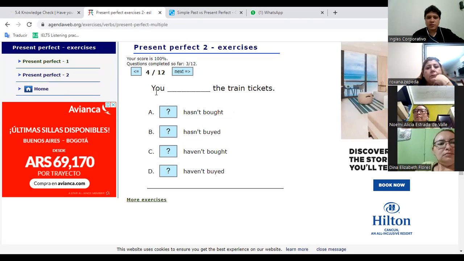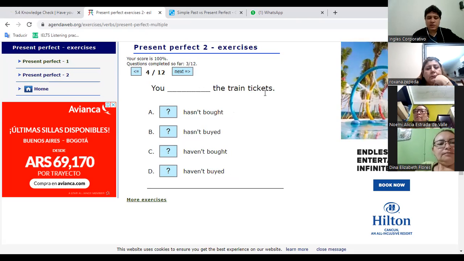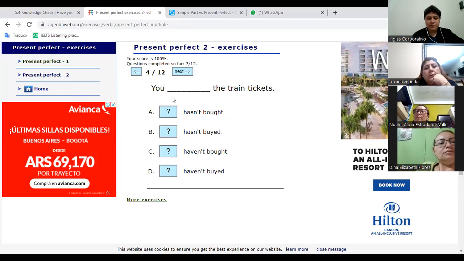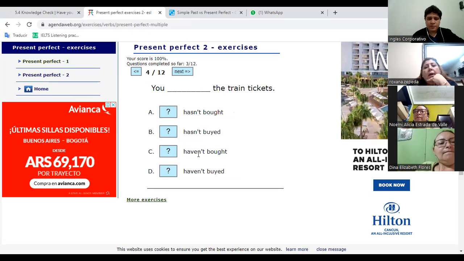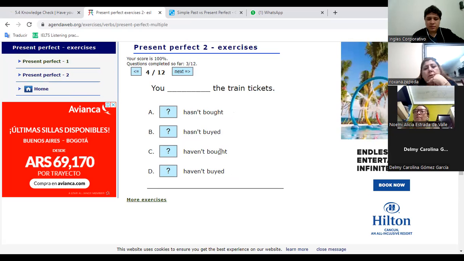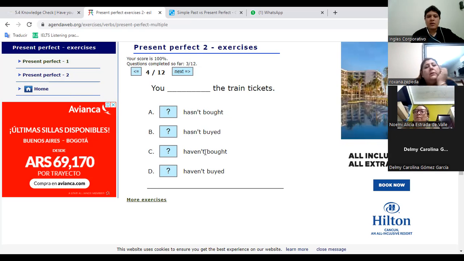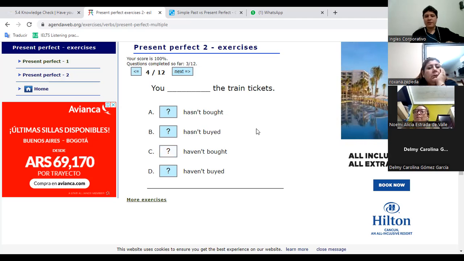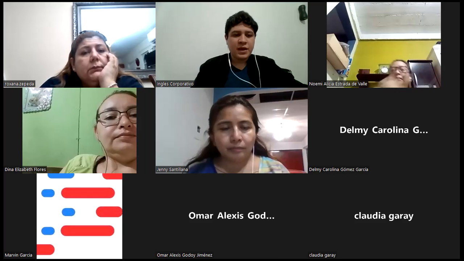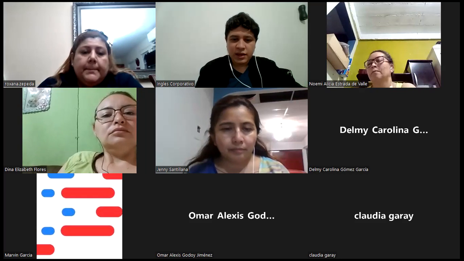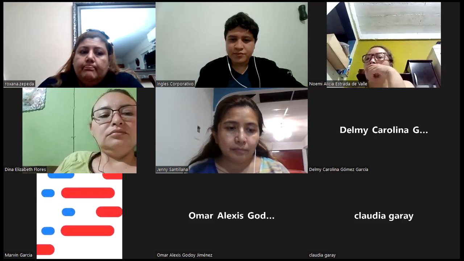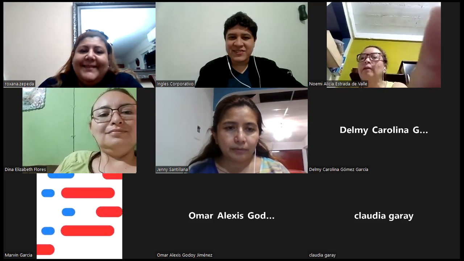Okay, now one more. Hagamos una más. Tenemos esto: you, the train tickets. ¿Cuál sería? Primero, para you, ocupamos have or has. Have. Okay, so tenemos estas dos: haven't both. Letter C, haven't bought. Excellent. Perfect. So it means that we get it. How was this exercise? Do you understand, guys? ¿Estaba fácil? Yes? No? A little bit? Poquito? Okay, do not worry.